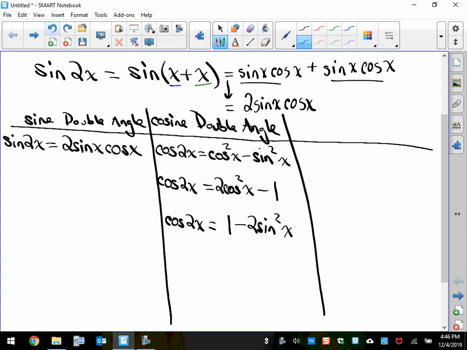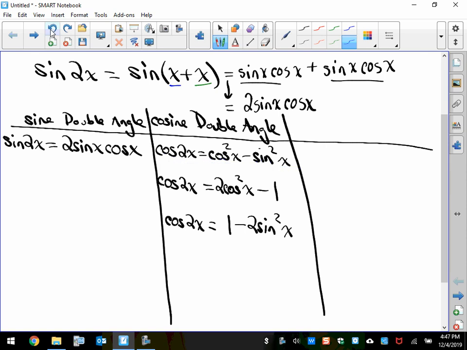Now, the way that you get these 3 different identities is just using the Pythagorean identity. If I replace this cosine squared with a 1 minus sine squared, then that's going to give me this third identity there. If I replace that sine squared, this one right here, with a 1 minus cosine squared, it's going to give me this identity right here. So each one of those is just a variation of the first one. So this one's the most important cosine double angle identity to remember.